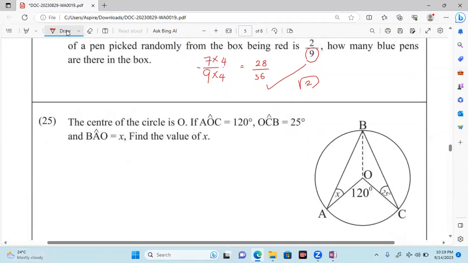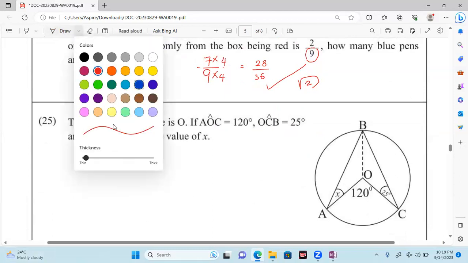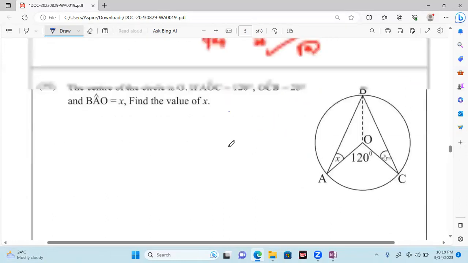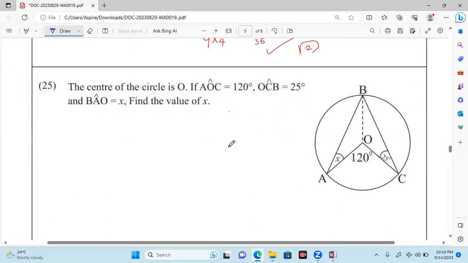Now, last one, no? Fortunately, now you have only 25 questions. In the exam before 2016, there were 30 questions. The center of the circle is O. If AOC equals 120 and OCB equals 25 degrees and BAO equals X, find the value of X.